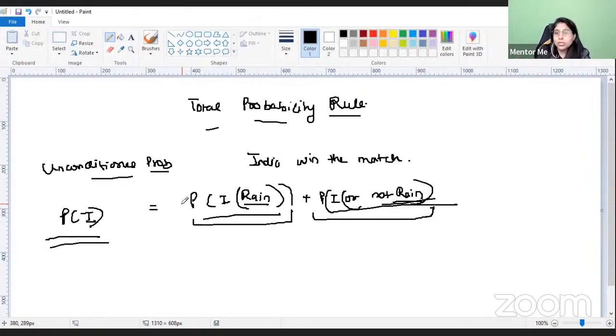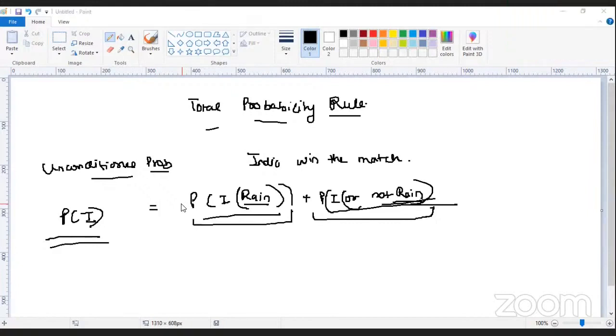And therefore, this rule is referred to as the total probability rule, because here we have to calculate the total, the sum of the respective conditional probabilities, in order to calculate the unconditional probability of an event, which in our example was India winning the match.